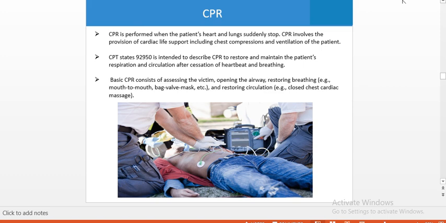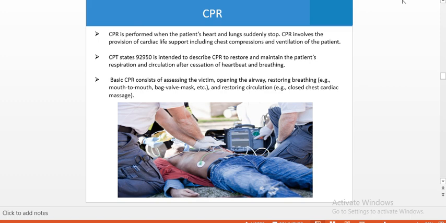CPT states 92950 is intended to describe CPR to restore and maintain the patient's respiration and circulation after cessation of heartbeat or breathing. Most of the people are aware of this process. It is useful in our routine life also, whenever we see a patient with arrest of cardiac action. Basic CPR consists of assisting the victim, opening the airway, restoring breathing, for example mouth to mouth or bag valve mask, and restoring circulation, like closed chest cardiac massage.